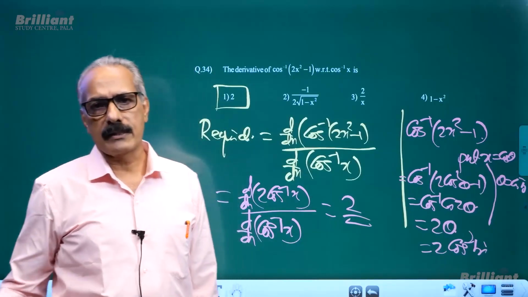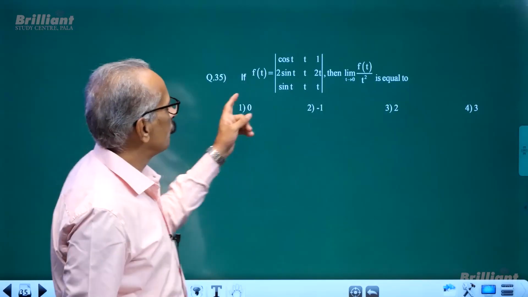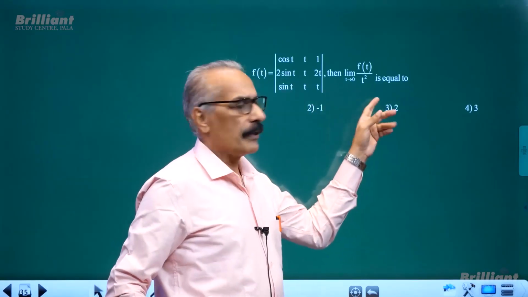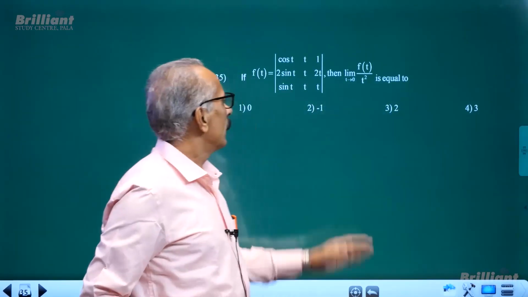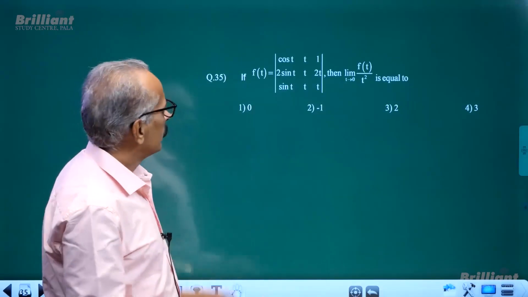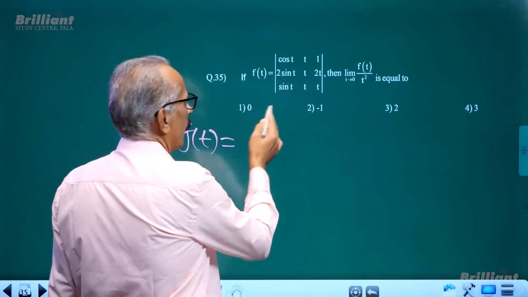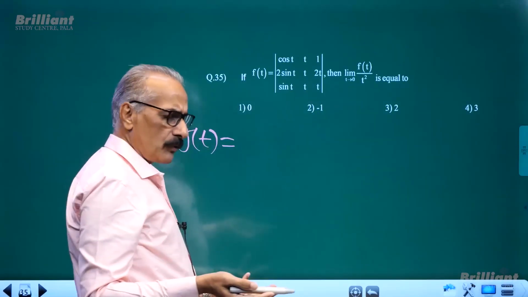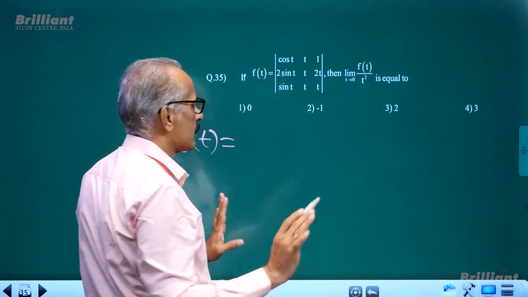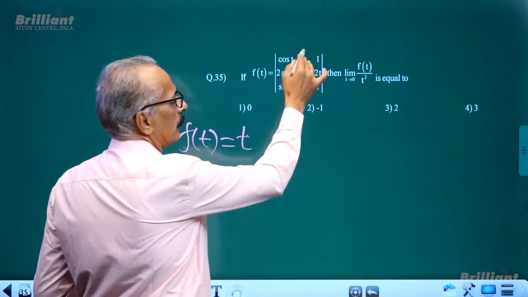We'll move on to the next question. This is f of t is equal to this, then limit. You need not apply any formula for a limit in this determinant. It's simple. This is f of t. What can you take out? It's not necessary you have to take t out. Not necessary. But anyway, I take t out from the second column.